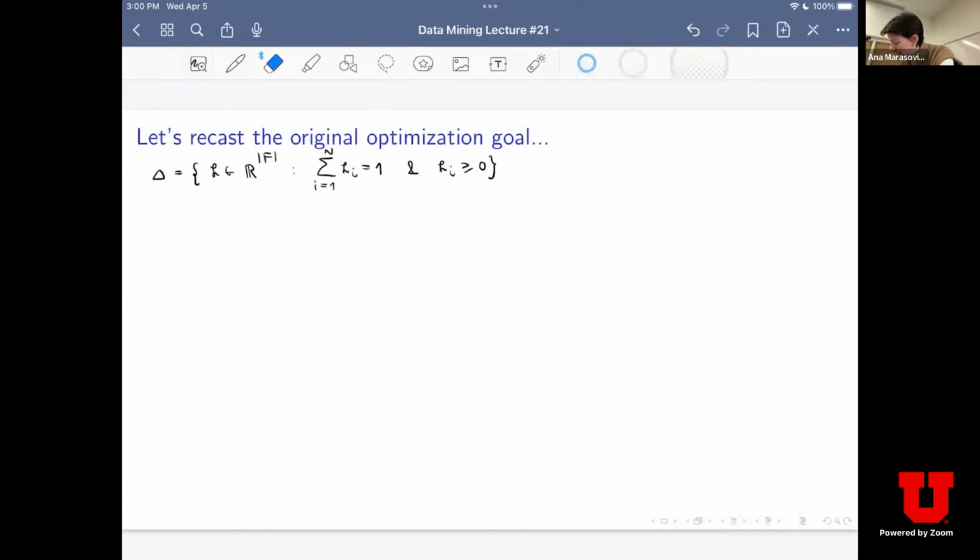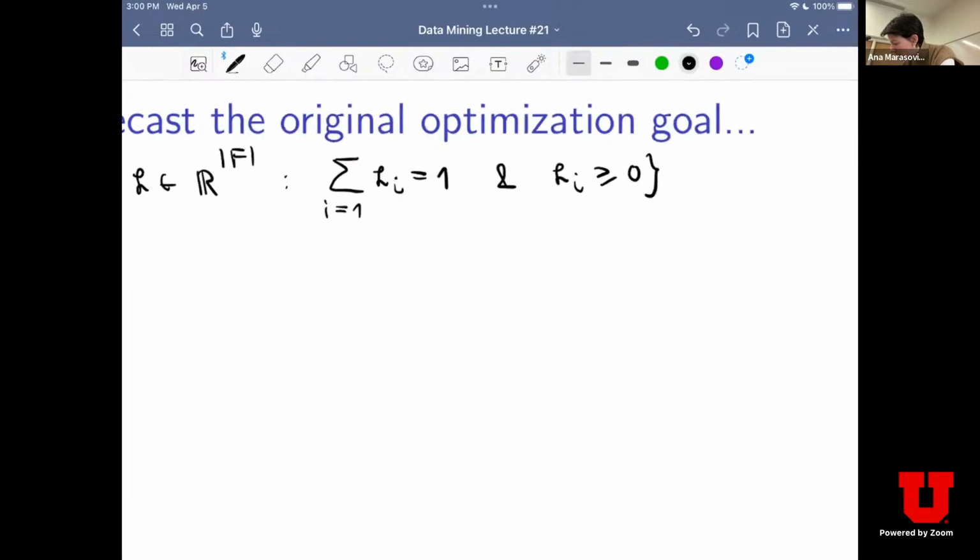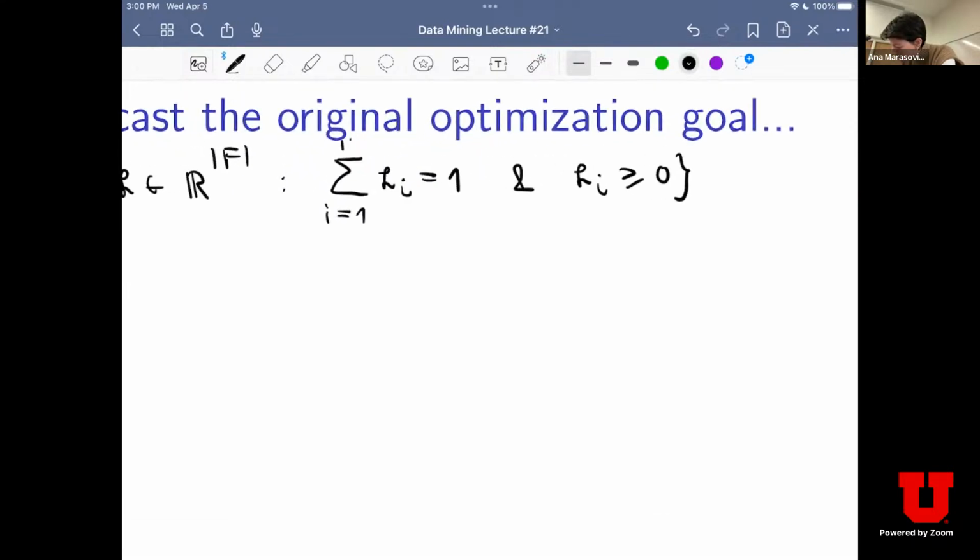Here is a mistake. We don't have n. I'm writing that out of habit. The size of the vector is how many far points we have, so the cardinality of the set F.